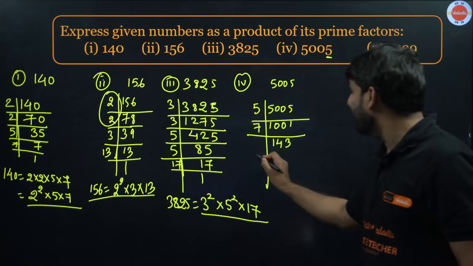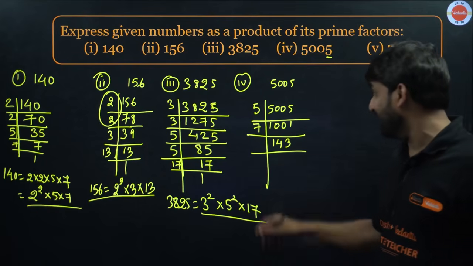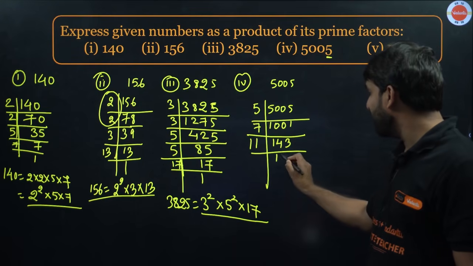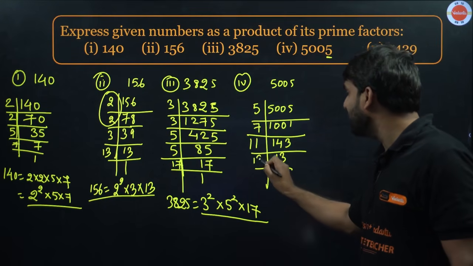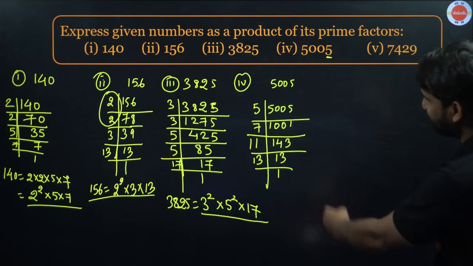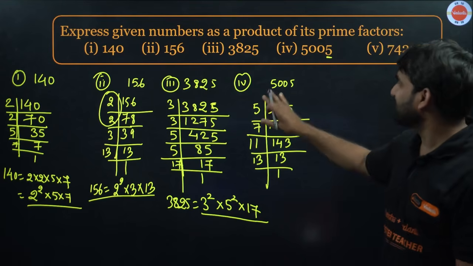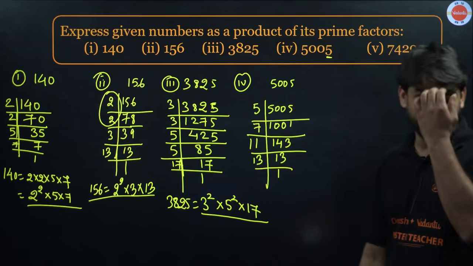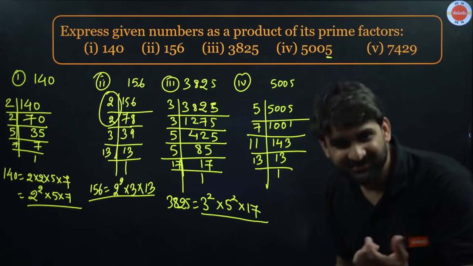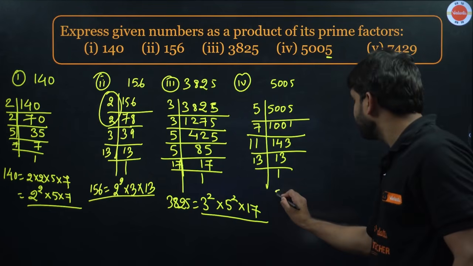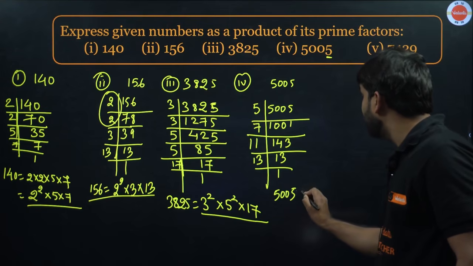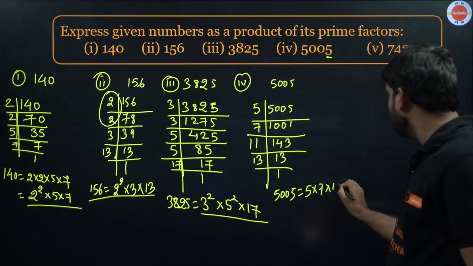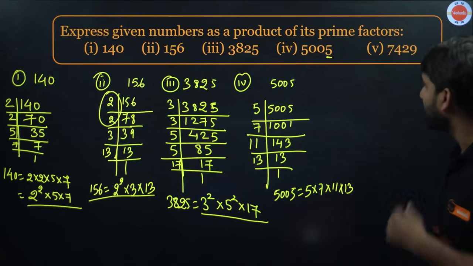Now we can check it by 11 because 143 can be divided by 11. I know, you also know. So 11 ones are 11, so 13. Wow. And 13 is also a prime number. This is the prime factorization. Such numbers sometimes look very difficult to factorize, but you have to do it because it's all about marks. So 5005 has all single prime factors: 5 into 7 into 11 into 13.